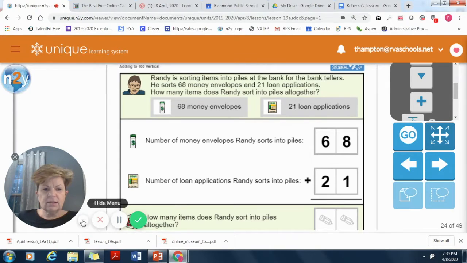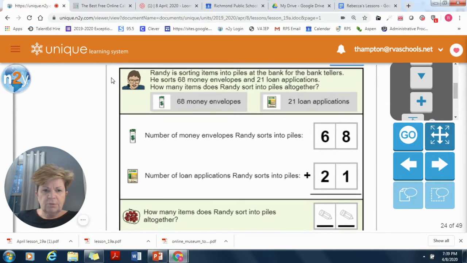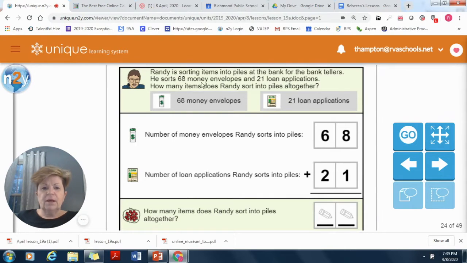And let's close this down just so we can see our screen a little better. And we will move this up just a bit. All right, Randy is sorting items into piles at the bank for the bank teller. He sorts 68 money envelopes and 21 loan applications. How many items does Randy sort into piles altogether?